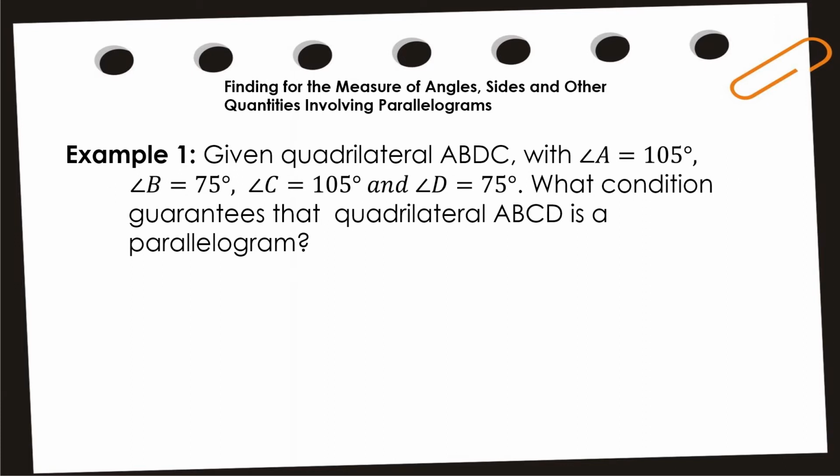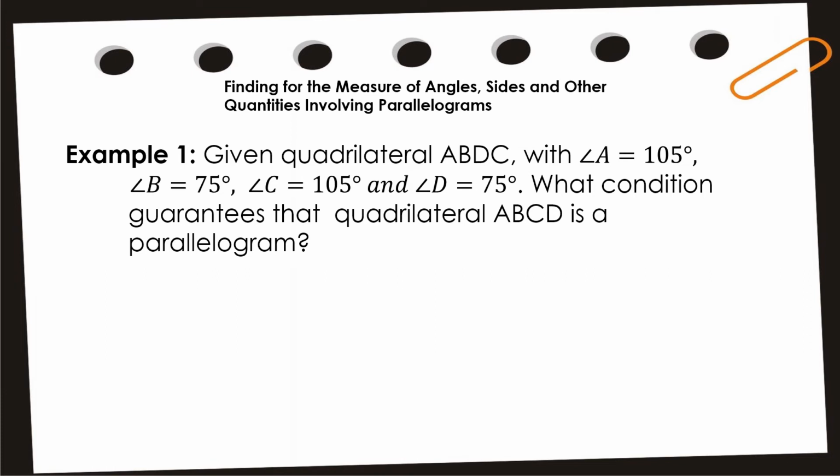Let us now proceed to finding the measure of angles, sides, and other quantities involving parallelograms. Example number 1. Given quadrilateral ABCD, with angle A equal to 105 degrees, angle B equal to 75 degrees, angle C equal to 105 degrees, and angle D equal to 75 degrees. What condition guarantees that quadrilateral ABCD is a parallelogram?